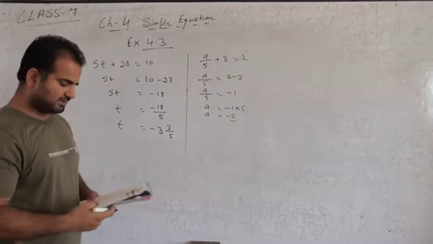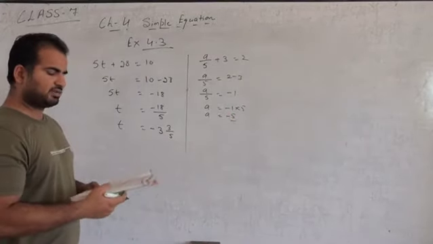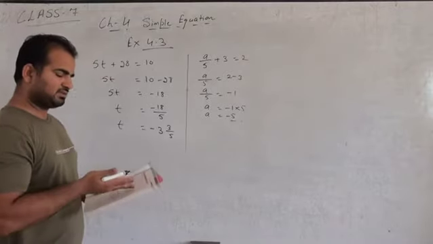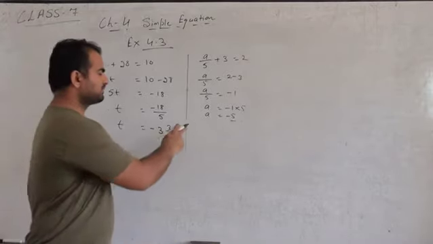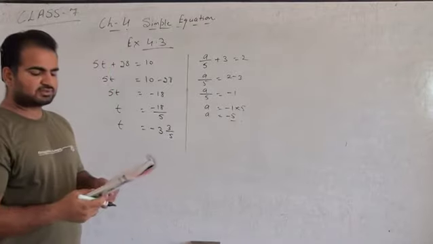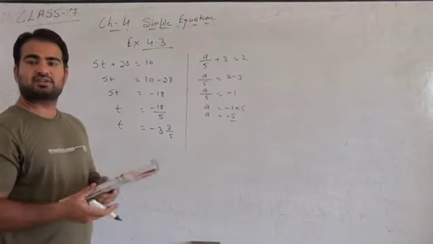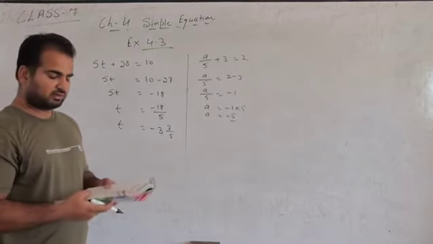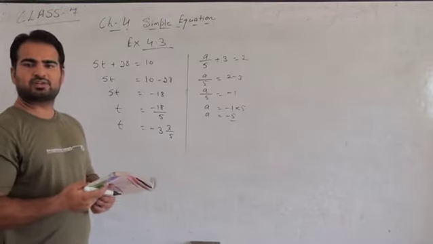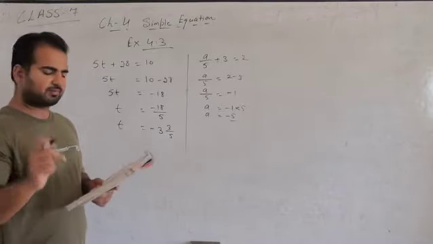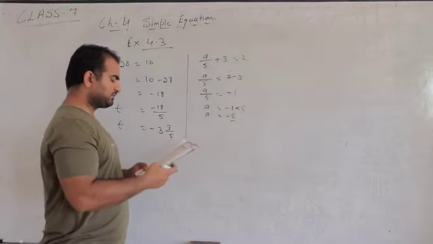Okay. Next is q upon 4 plus 7 equals 5. It was as simple as it was. Okay. What we have to do is, first of all, change the side of 7. It will be minus 7. And then it was upon 4, so it will be multiplied by 4.